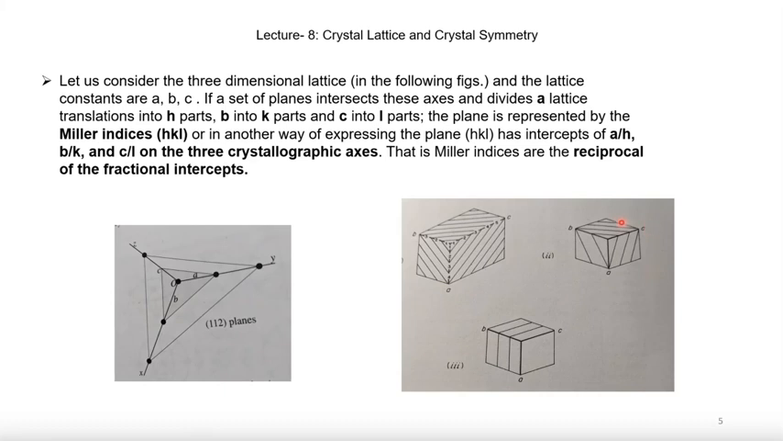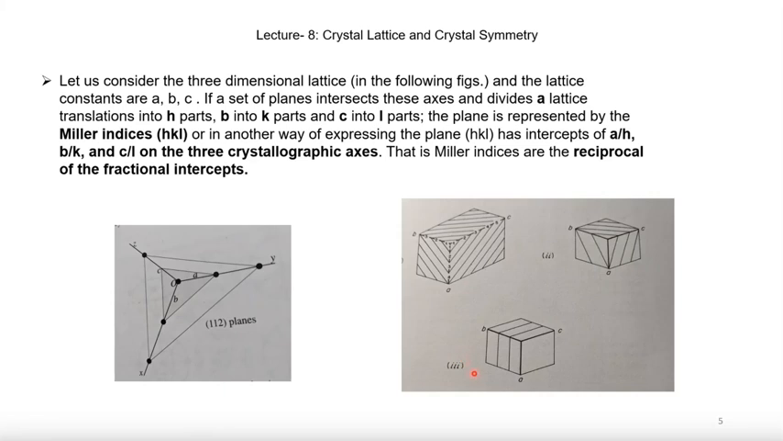If we go to this one, you see here in the A direction it is only 1 cut, in the C direction it is 3 cuts, and in the B direction it is 2 cuts. So we call it 1, 2, 3 planes. These parallel planes are 1, 2, 3 planes.